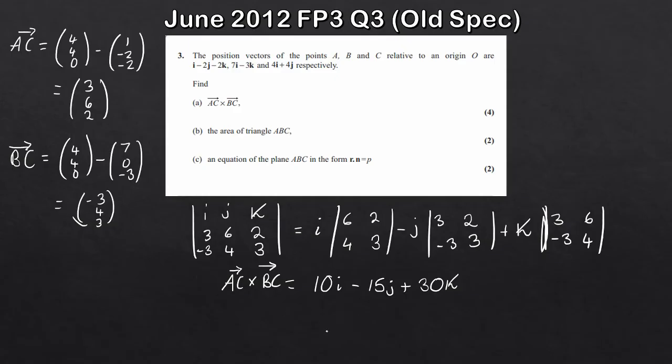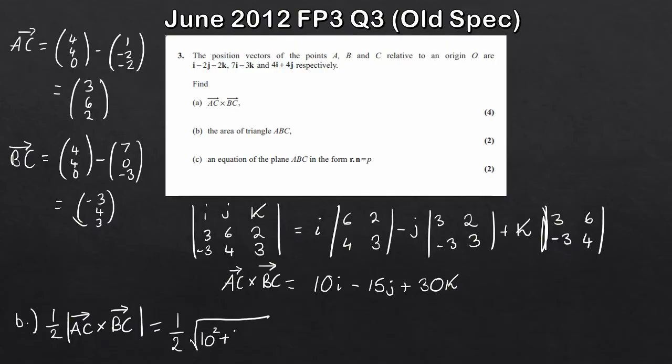Part B, nice and easy again, just remember your formula. Just have enough room to do it in here. Remember it's a half AC cross with BC. Okay, so we already know what AC cross with BC is. It's 10i minus 15j plus 30k. So I'm just going to do this on my calculator now. So this is going to be a half of the square root of 10 squared plus minus 15 squared plus 30 squared.